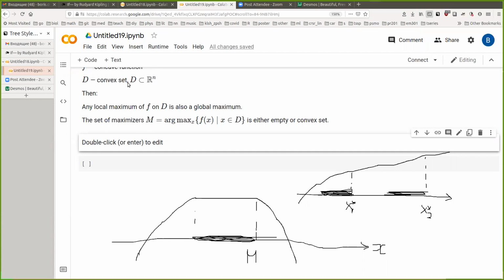Did you call x2 star the global maximum? Yeah, global on D. Yes, just on D. We work on D, so we are discussing constrained optimization basically. So we have the set D.